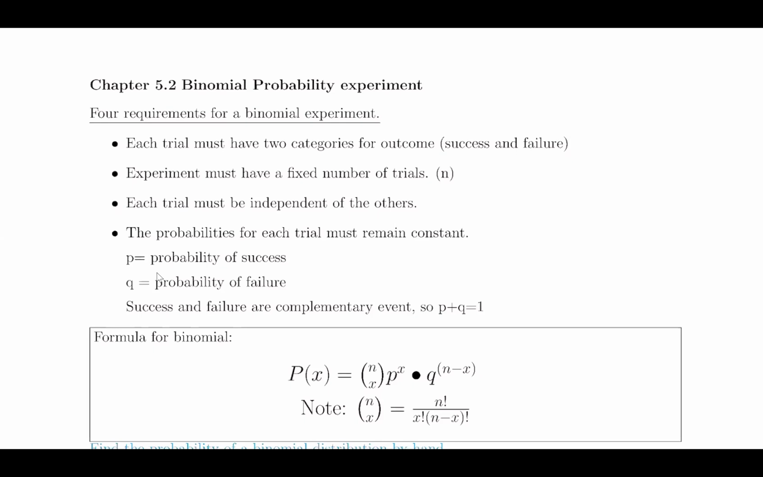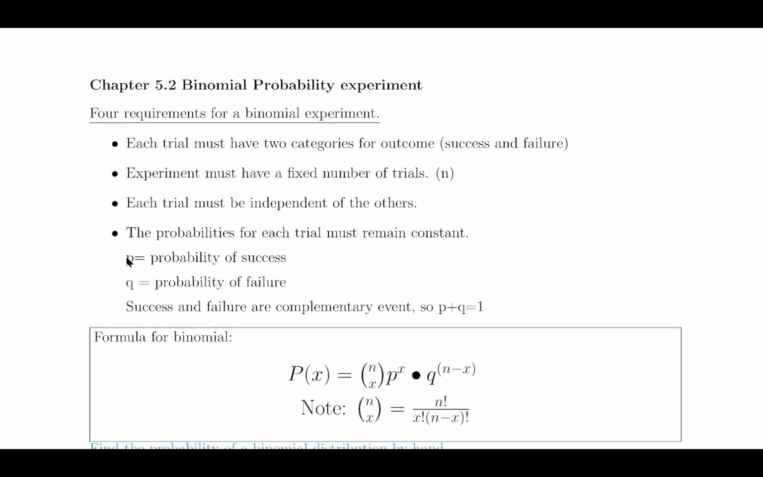The second one is experiments must have a fixed number of trials. That means they have to tell you how many times they're going to have an experiment, like 5 experiments or 20 experiments or 7 experiments. The problem should tell you that they did the experiment so many times. The third one is each trial must be independent of the other. So one trial shouldn't affect the second experiment or the third experiment from occurring.